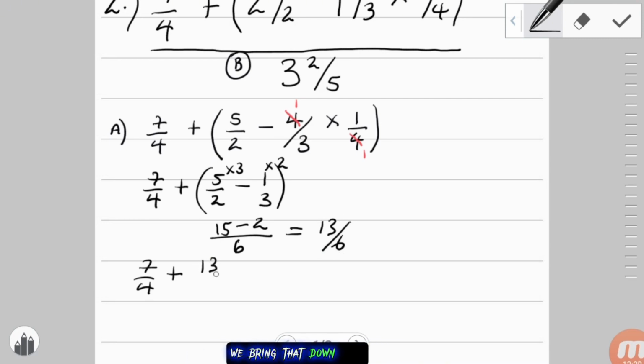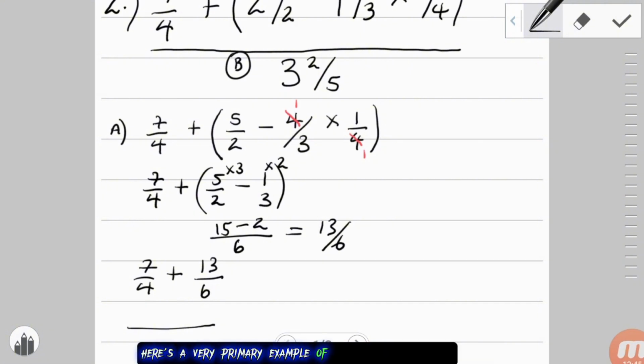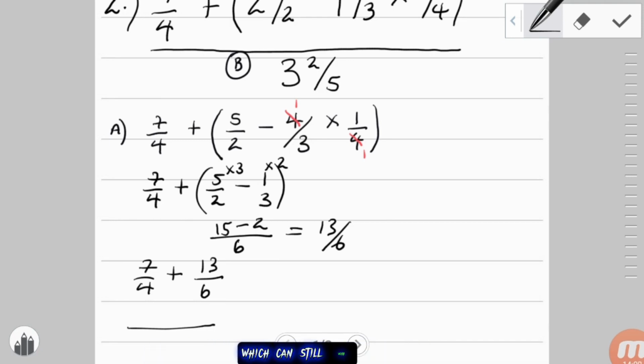We bring that down here and we find the LCM again. Now here's a very primary example of where we said earlier that multiplying the denominators will give you a multiple and not necessarily the lowest common multiple. The lowest common multiple of 4 and 6 is in fact 12. But if a student decides to multiply the 6 by the 4, they'll get a multiple of 24, which can still work, but they're going to be handling numbers that are bigger than they have to deal with. Nevertheless, I'm going to use the lowest common multiple here of 12.